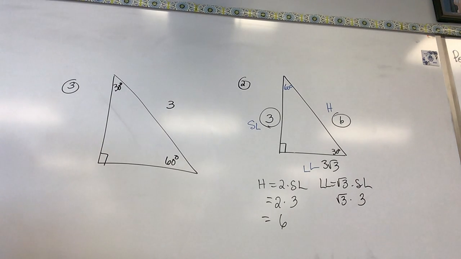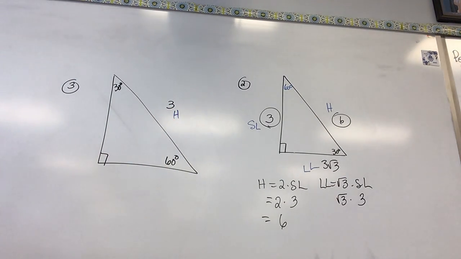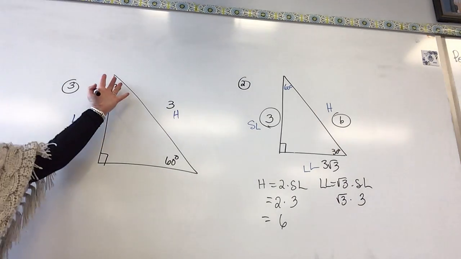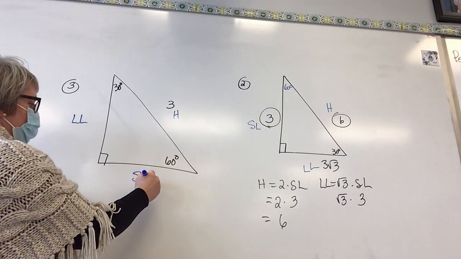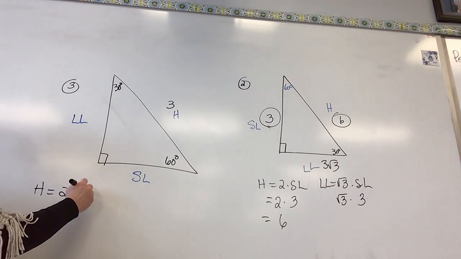Put the 3 in the hypotenuse. I'm going to label H for hypotenuse. Can anybody tell me on the left-hand side, what side is he? Long leg, very good. And then across from the 30 on the bottom, everybody, is short leg. I start by writing the 2 formulas.